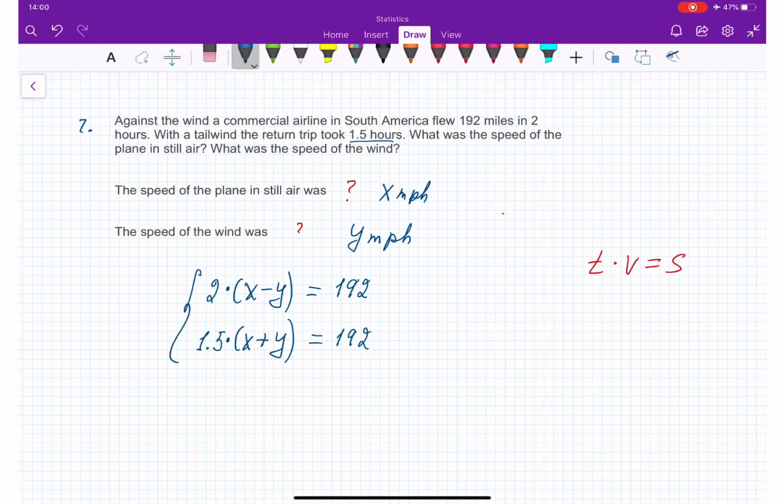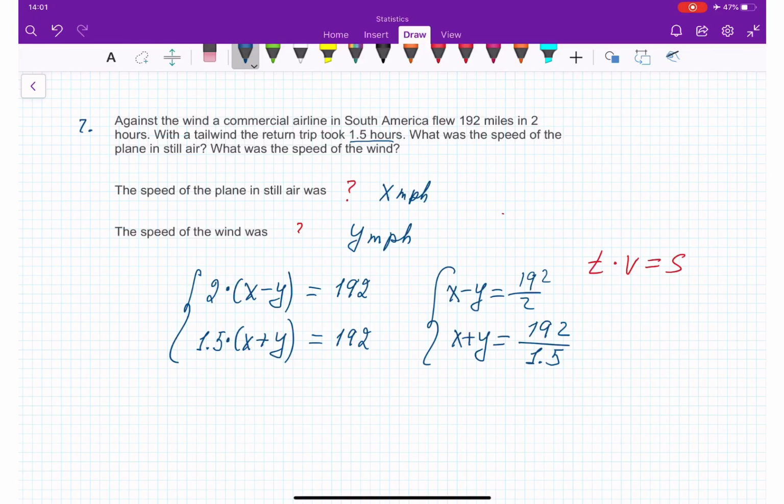Okay, now what am I going to do? I'm going to get x minus y is equal to 192 over 2. Here I'm dividing this by 2, dividing this by 2, getting just x plus y. The same way, x plus y is equal to 192 over 1.5. Okay?